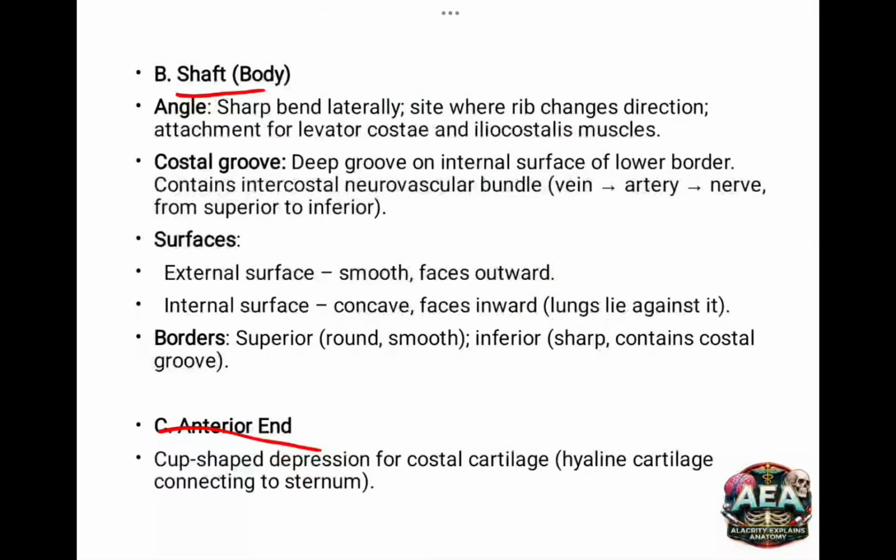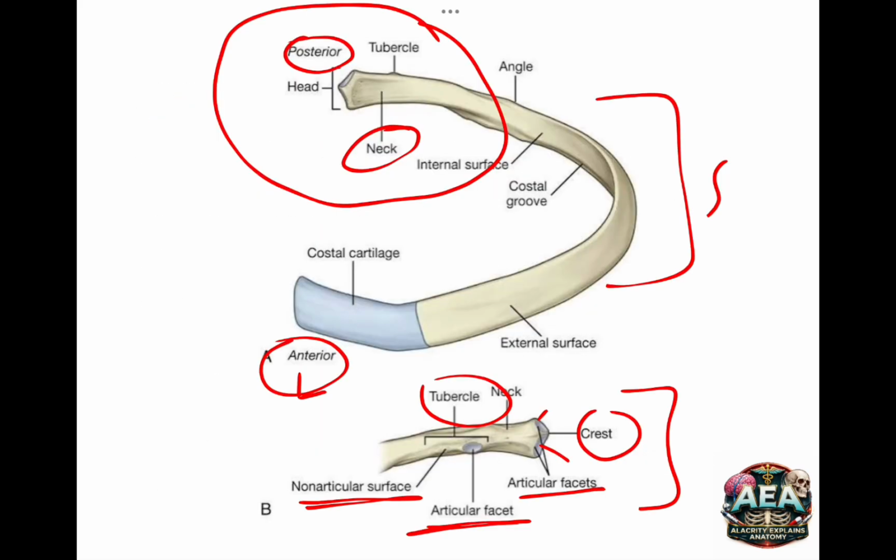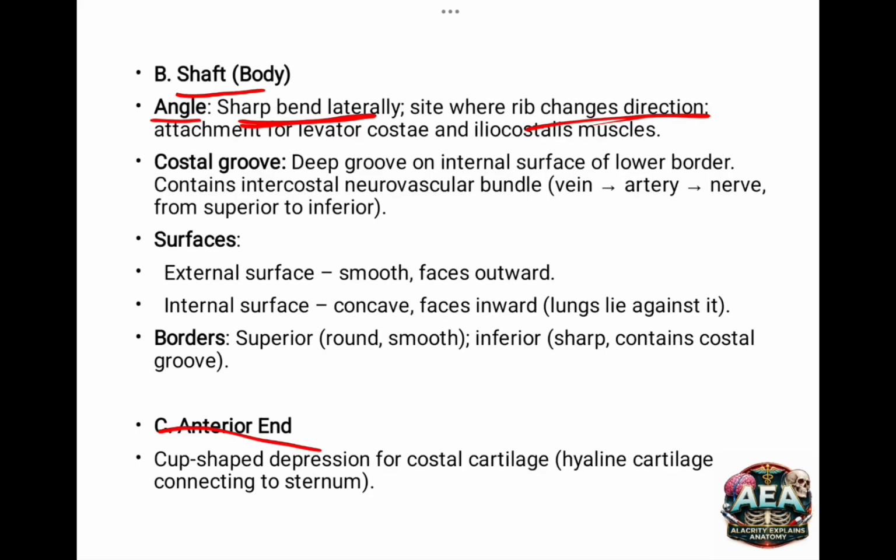Now let's look at the shaft. At the body of the ribs, we have an angle. We are still looking at the typical ribs. We have an angle, we have a costal groove, we have surfaces, we have borders. Now the angle is a sharp bend laterally, a site where ribs change direction. If you look at these ribs, this is the angle of the ribs. It's a sharp bend, a part where the ribs change direction. It is a site of attachment for the levator costae and the intercostalis muscle.